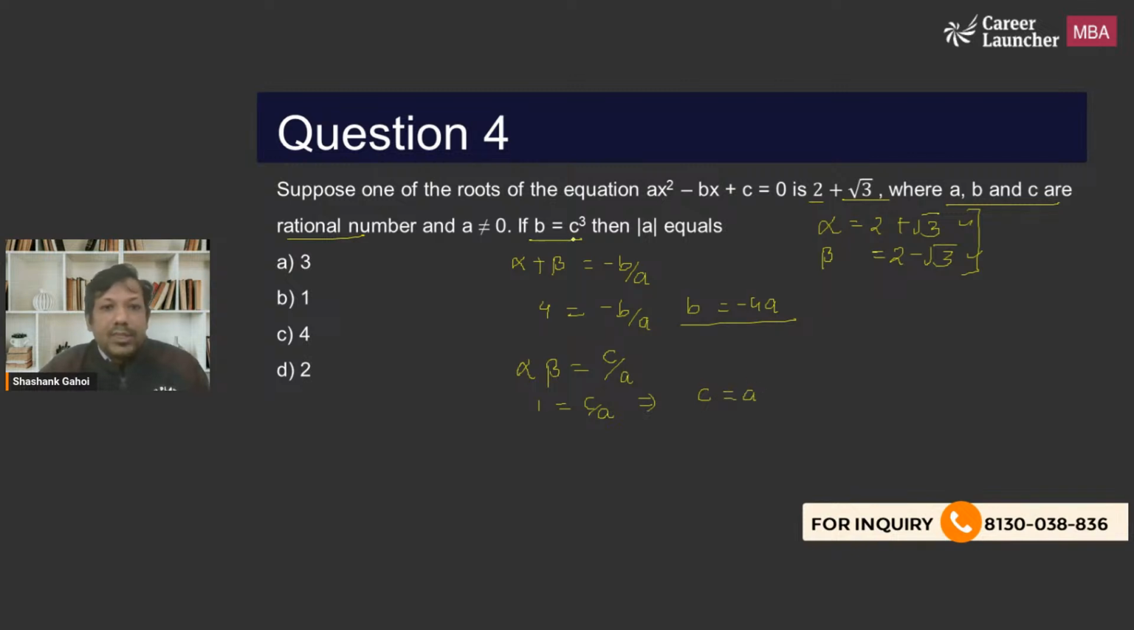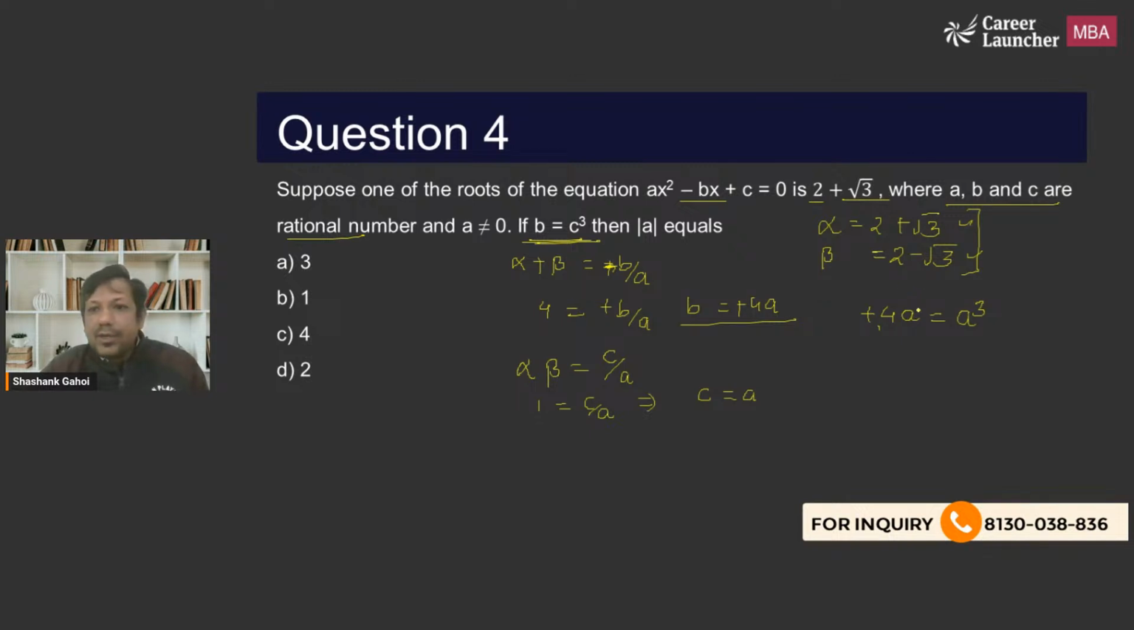Now this is a statement that is given to us. B is equal to C cube. Now what is B? That is minus 4a. What is equal to C cube? C cube is equal to A cube. Okay, did I make a mistake over here? Sum of roots is minus b upon a, so b is equal to minus 4a. Oh, it's actually minus b upon a, so it should be plus b over here. So it is going to be 4a.